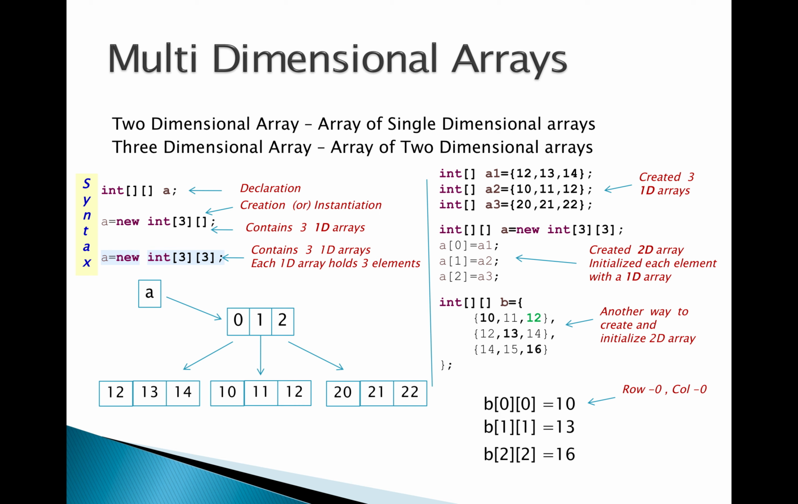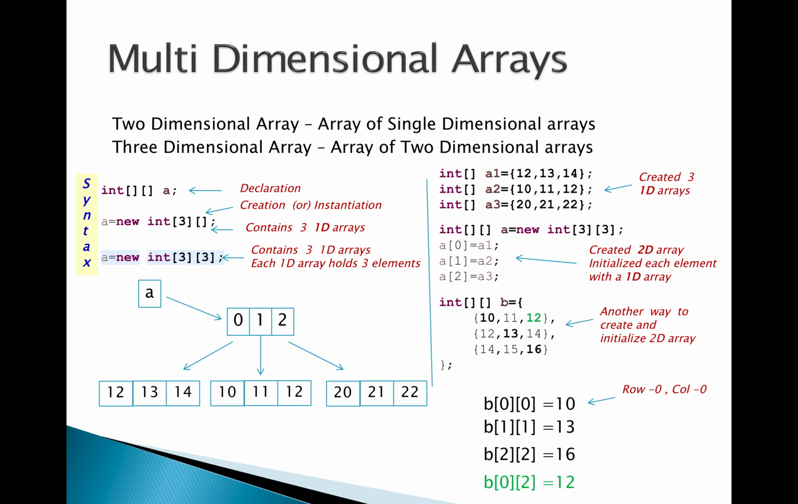If I want to access 16, I will say b of 2, 2. Because it's row 0, row 1, row 2. It is in row 2 and column 2. And if I want to represent 12, I will say it's in row 0 and column 2. So it's b of 0, 2. So this is a way to represent each and every element in the 2-dimensional arrays.